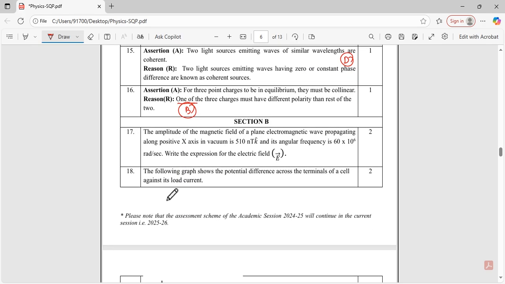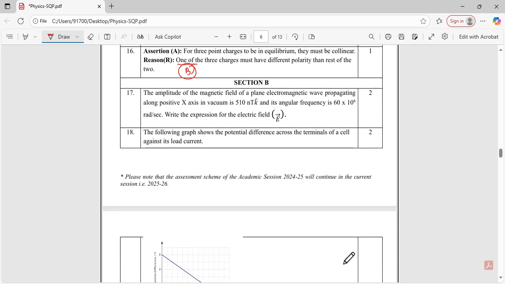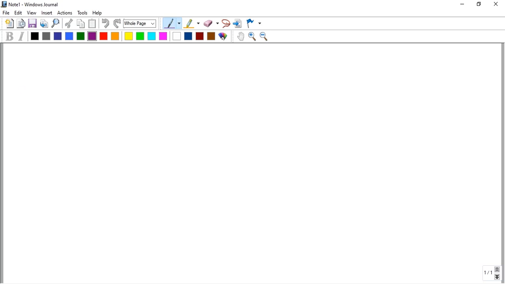Now we jump to section B. The magnitude of the magnetic field of a plane electromagnetic wave propagating along the x-axis in a vacuum is given as 510 nT k cap, and the angular frequency is given in rad per second. Write the expression for the electric field E. We solve question number 17. Take another white page here.